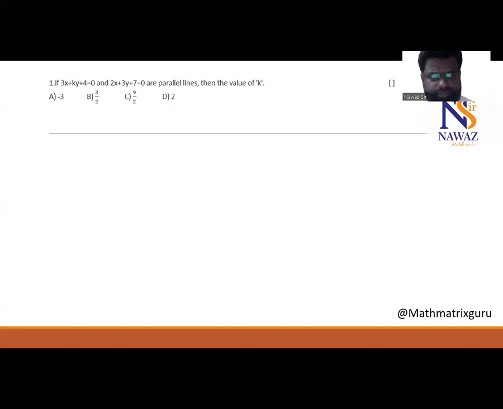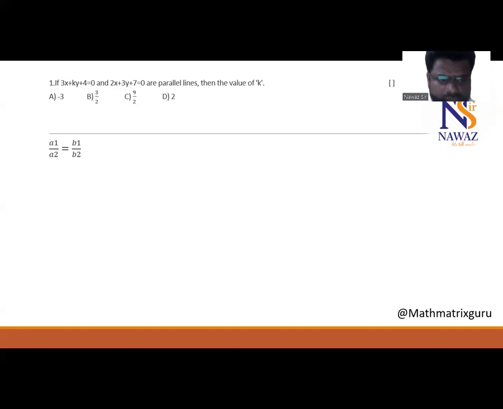Now, the first question here is: if 3x plus ky plus 4 equal to 0 and 2x plus 3y plus 7 equal to 0 are parallel lines, then the value of k is. This question is taken from linear equations in two variables, and it says both lines are parallel. So when lines are parallel, we have the condition that a1 by a2 is equal to b1 by b2 and it is not equal to c1 by c2.